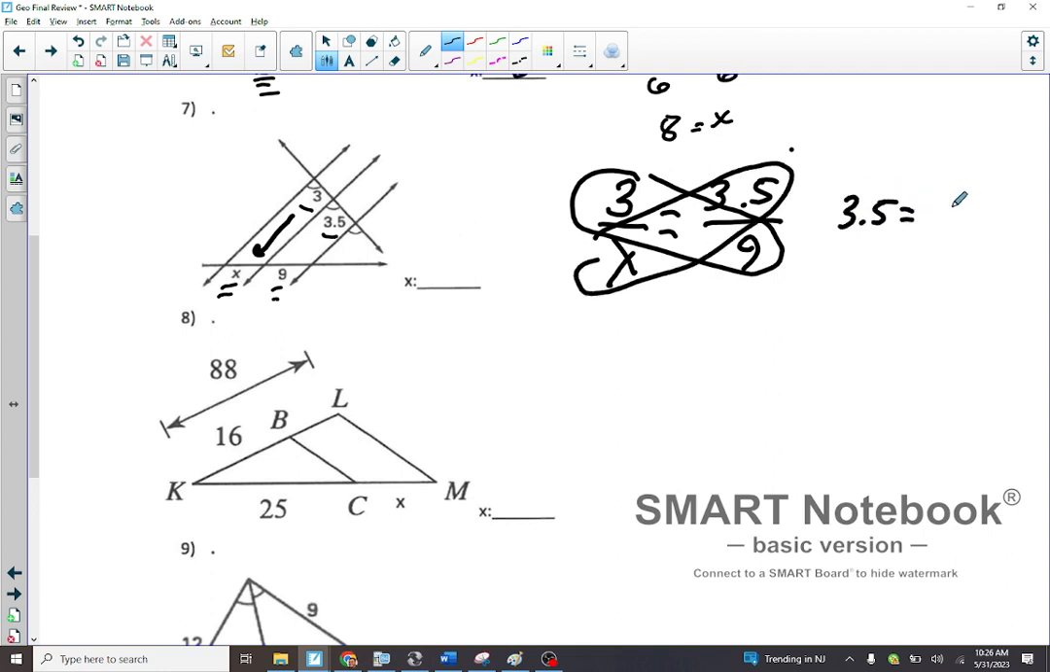3.5x equals 9 times 3, or 27. 3.5x equals 27. Divided by 3.5 on both sides. X equals 27 divided by 3.5.